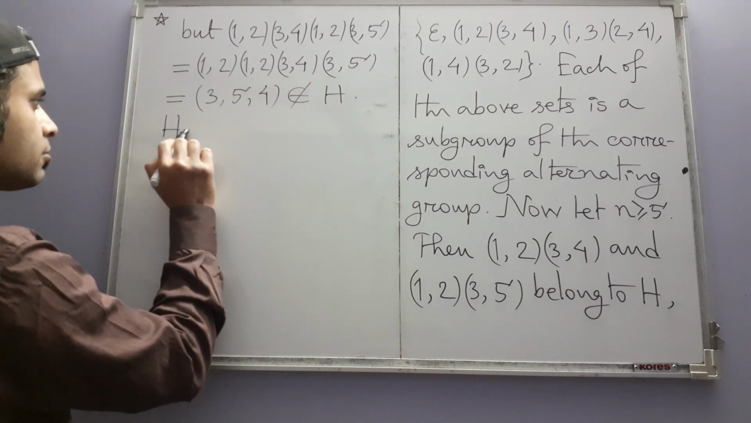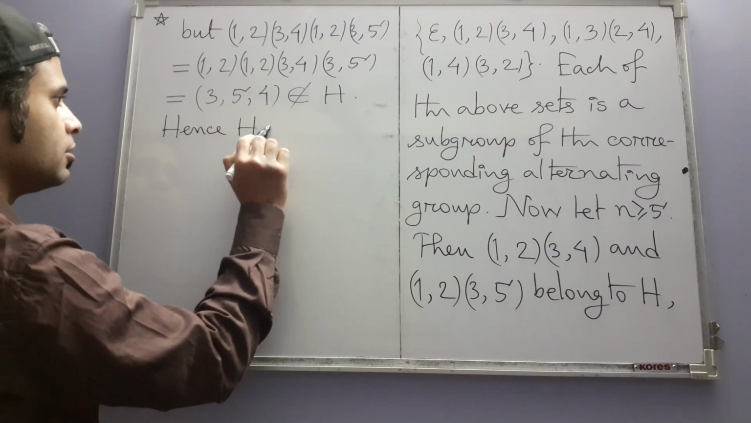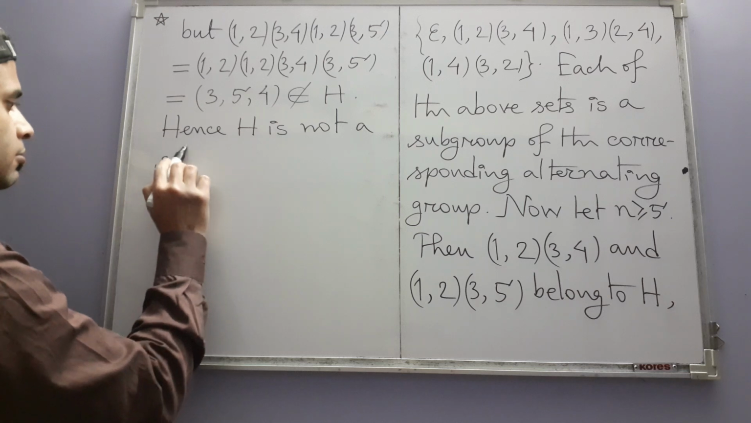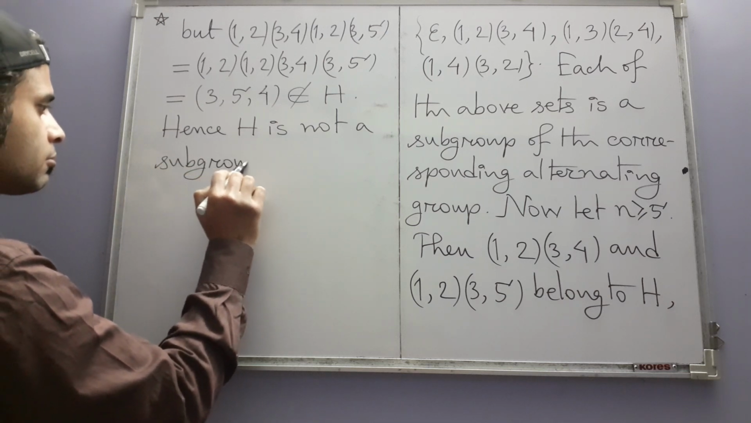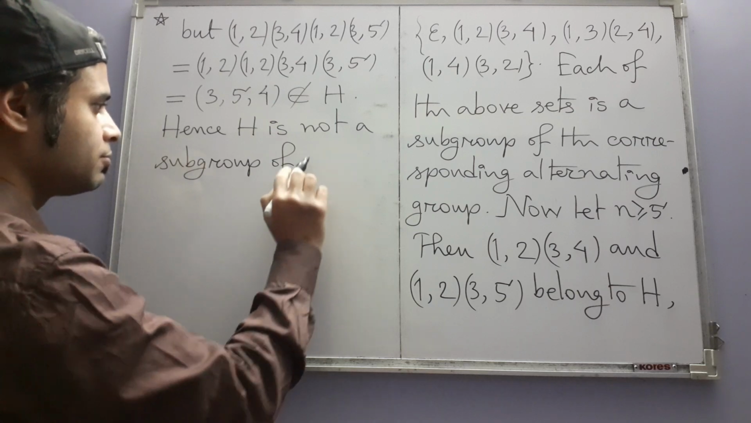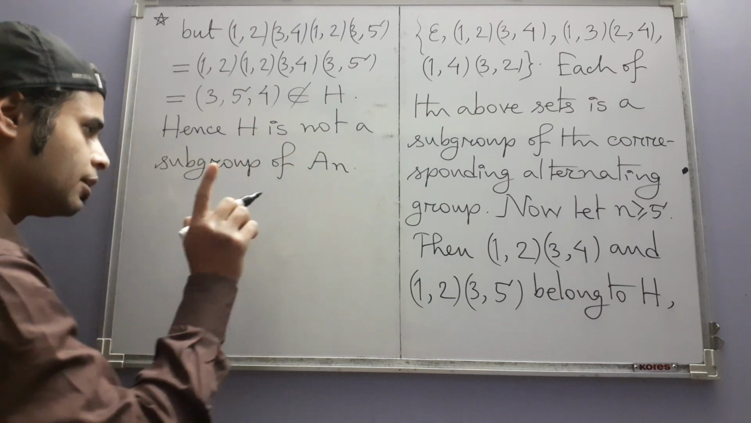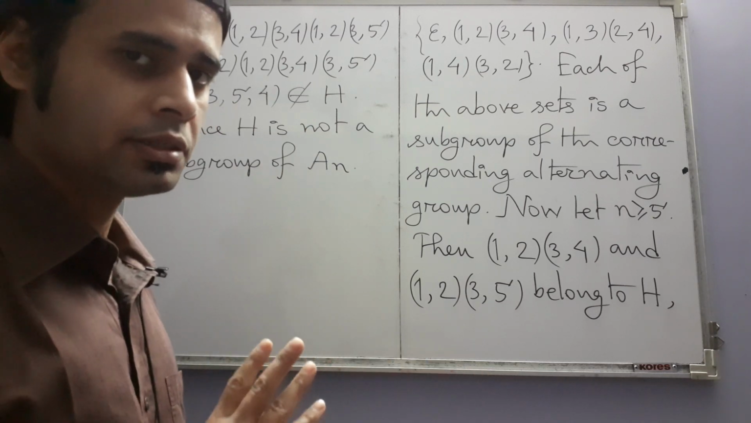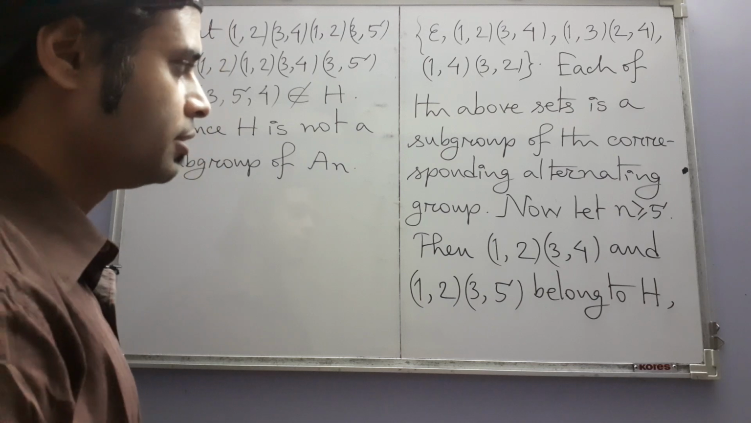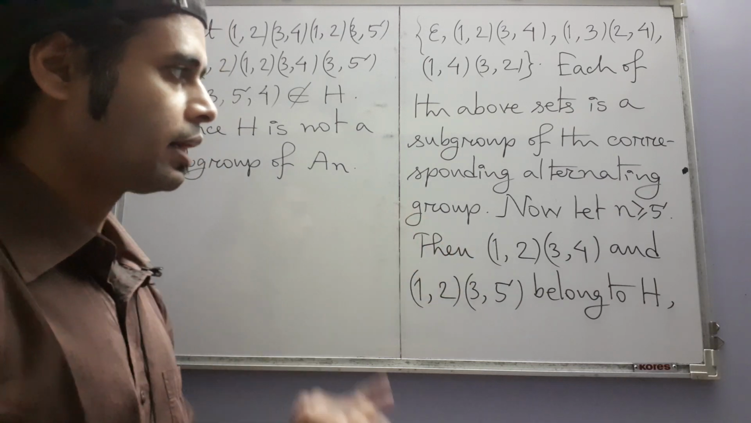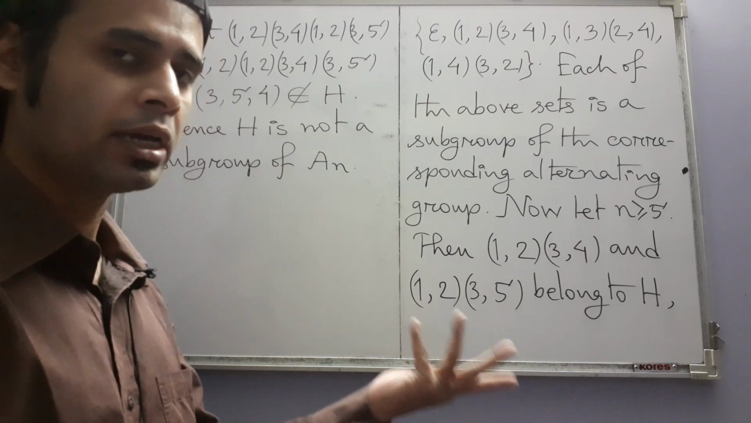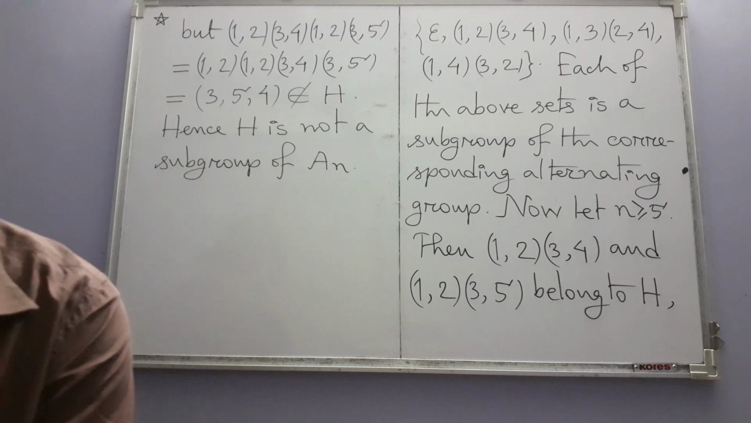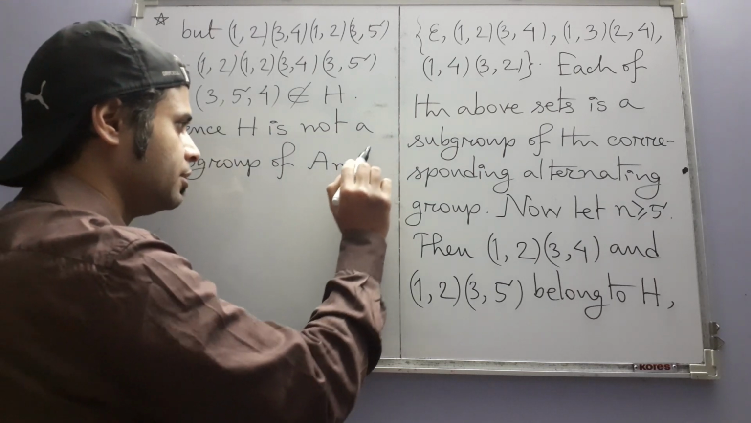Hence, H is not a subgroup of AN. So only for those first 4 values is H a subgroup of the corresponding alternating group. For these other higher values, H is not a subgroup of AN. And so that's just it. And that's the solution, and let's just end the video here itself.